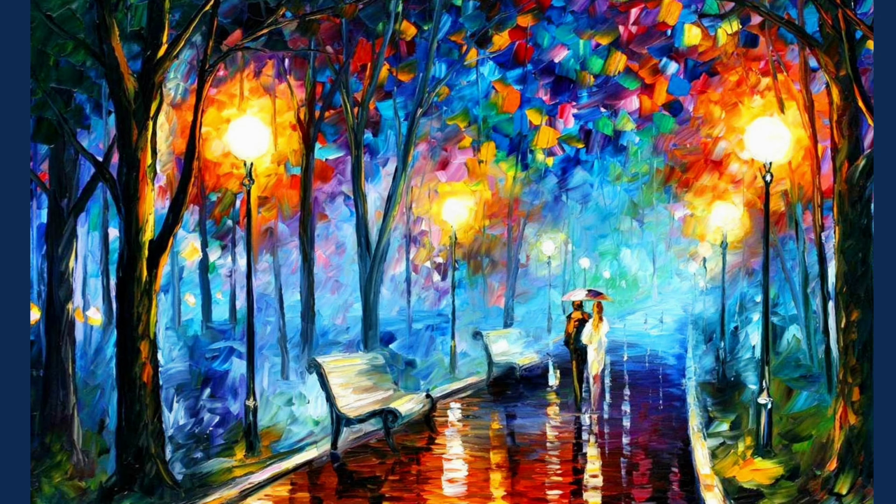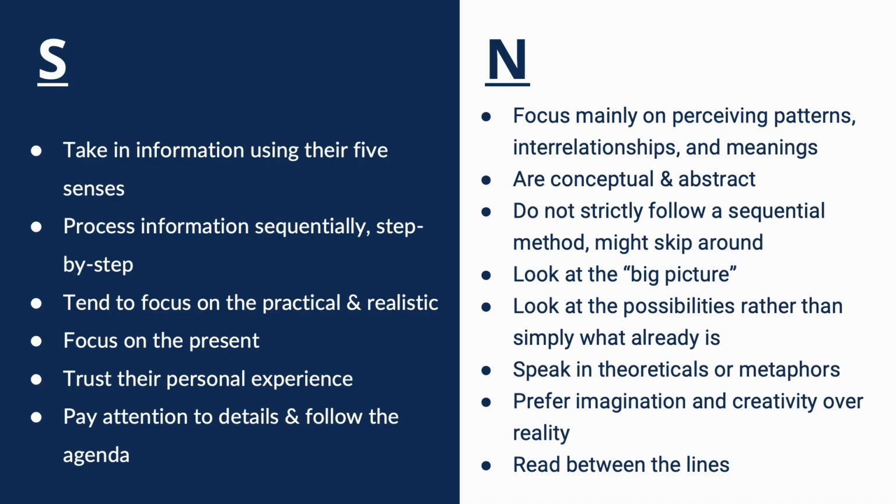Take a minute to look at this art and pay attention to what you first notice. What we know about this observation is those with an S preference are more likely to take in information using their 5 senses. You might have noticed the color first. You would have likely noticed it looks rainy. You would have noticed details like the lights, the couple, the benches, and the location of the painting.